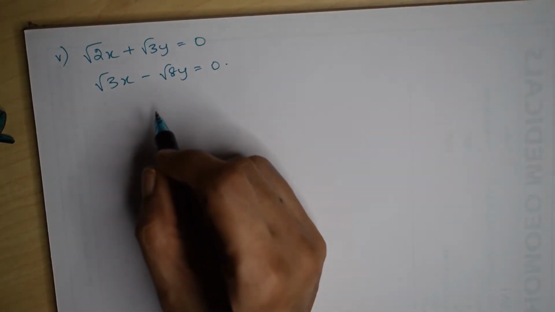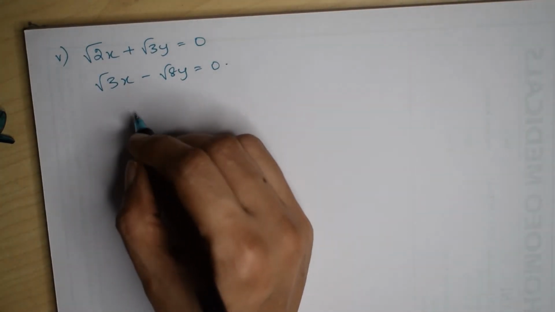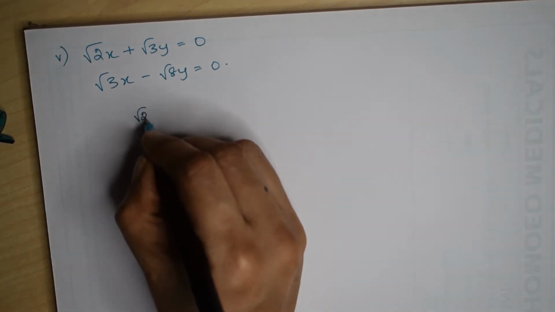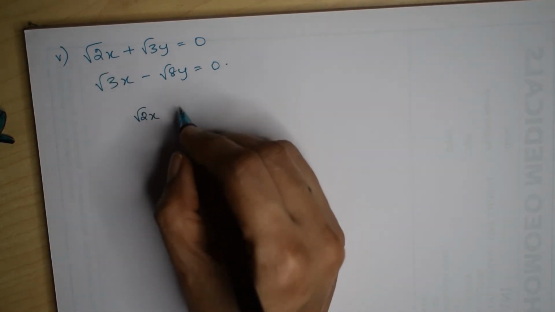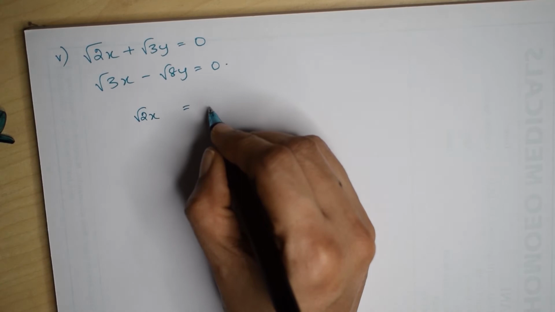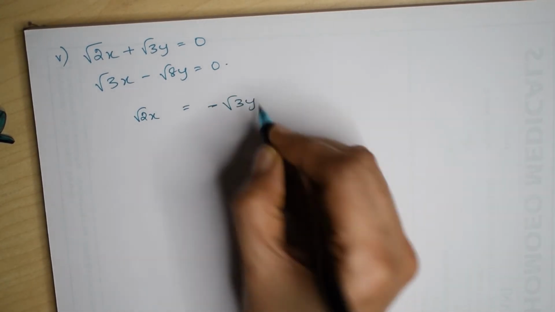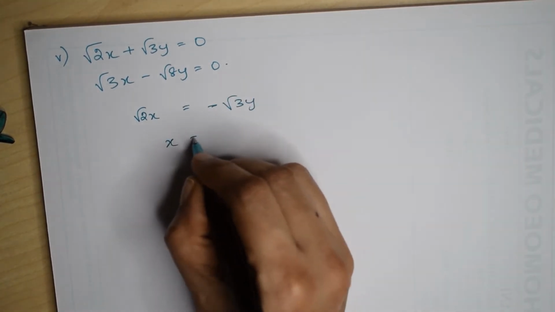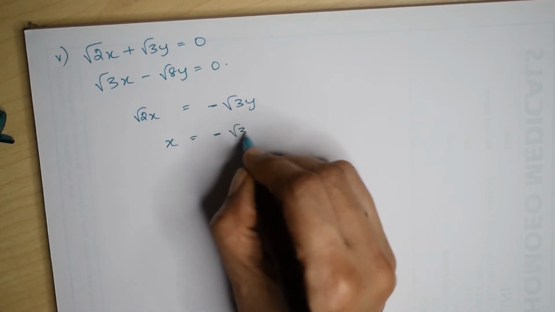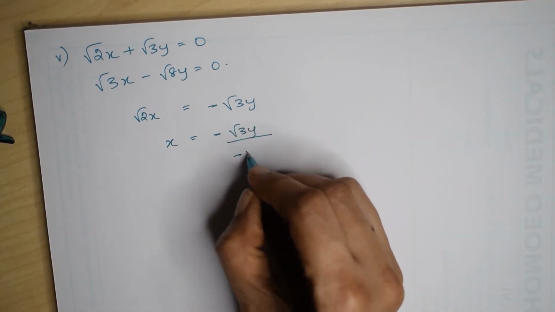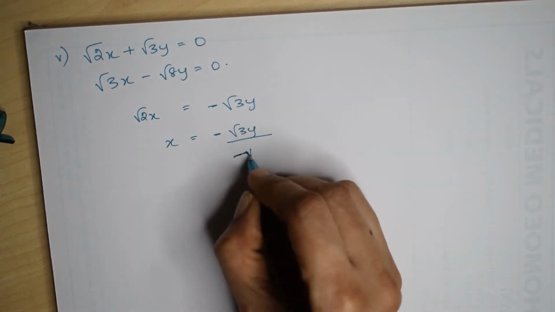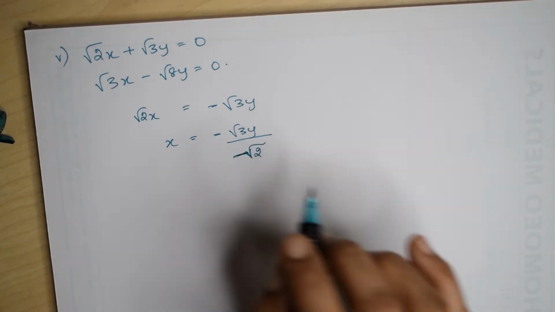These are the given two equations. Again I do the substitution method. I keep the x factor alone on the left hand side, bring the y factor to the right hand side. Here I get like this. So I want only x here, right? So minus 3y by square root of 2, that's it.